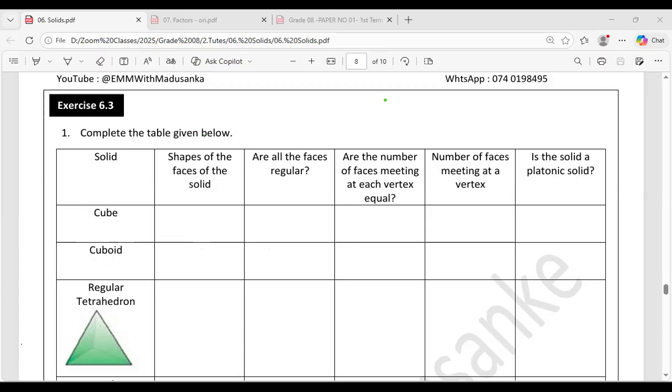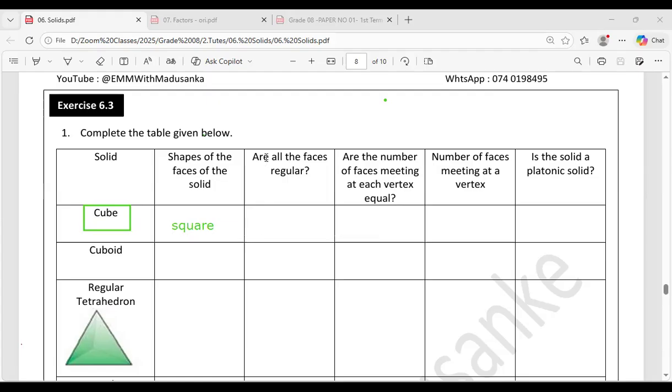Right. I will take the cube first. In the first column, you have to fill the shapes of the faces of the solid. That is square. Yes. Shape is square, right? Super. I will write here square.